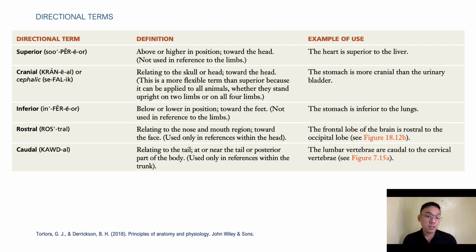Rostral relates to the nose and mouth region, toward the face. It's used only in references within your head. The frontal lobe of your brain is rostral to the occipital lobe. Next would be caudal, relating to your tail. Caudal means toward the tailbone, or near the tail or posterior part of your body, and it's used only in references within the trunk. Let's say the lumbar vertebrae are caudal to the cervical vertebrae, the vertebrae found in your cervical region.